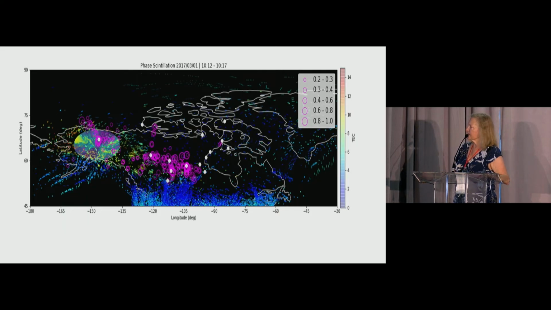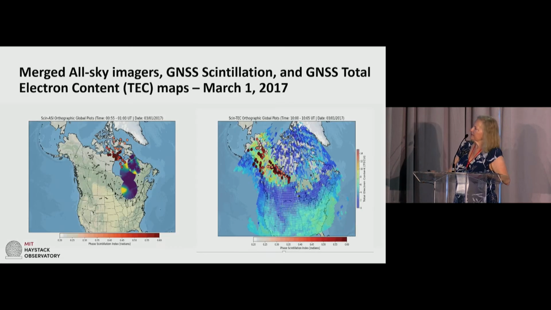So this, I like this, but here you can see everywhere there's a circle. That's where we're measuring pretty intensive scintillation. And you can see it's overlaid onto the all-sky imager here, and then you can see the TEC underneath it. This one basically is from March 1st, and you'll see this is just one time period at 10 when the storm hits. And I want you to watch over here so you can see the scintillation developing.